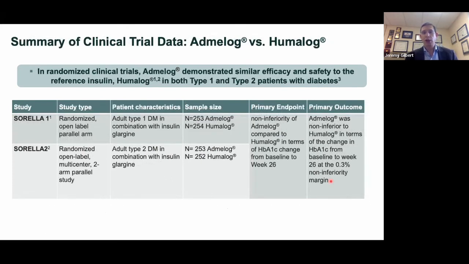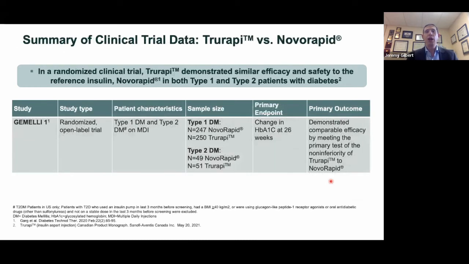This was looking at Humalog compared to Admelog, again in type 1 and type 2 diabetes in the SORELLA trials, and again, very much similar with respect to A1C lowering with non-inferiority achieved. And finally, Trurapi compared to NovoRapid in the GEMELLI trials, comparing type 1 and type 2 diabetes individuals, and again, similar efficacy achieved. So I'm encouraged by the similar efficacy and safety data when we look at biosimilar insulins compared to the reference insulin in the basal and bolus groups.